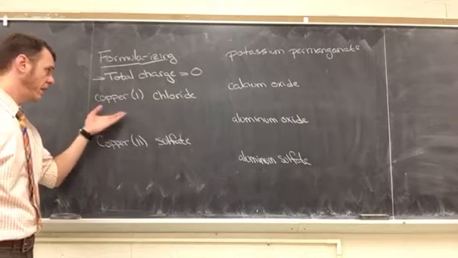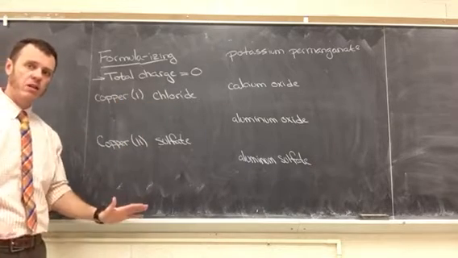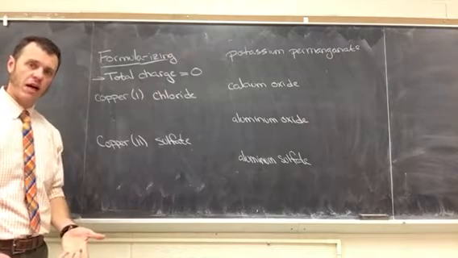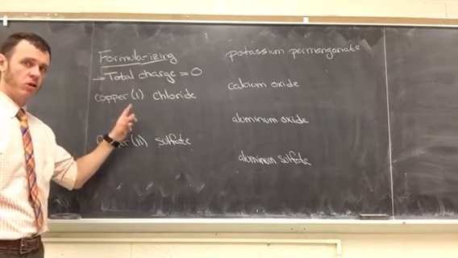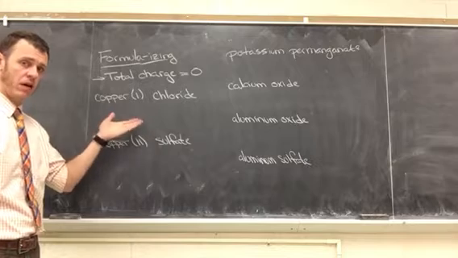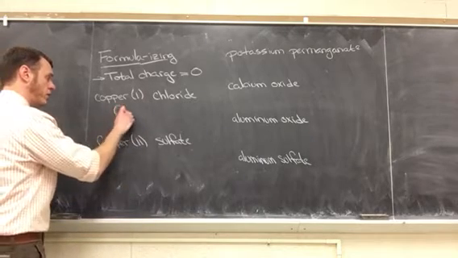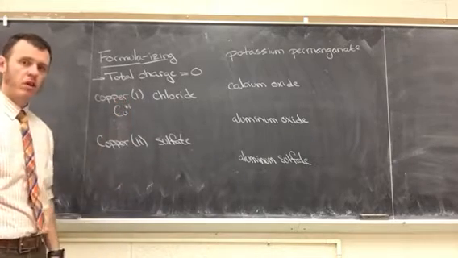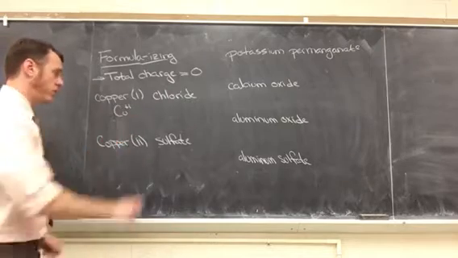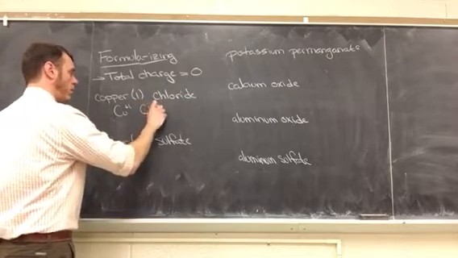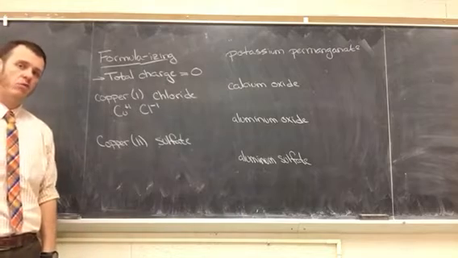So let's start here. Copper 1 chloride. The first thing you need to do is figure out the charge of each ion. Copper 1, this charge should be very easy to know because it's copper 1, so the charge is +1. The chloride ion, if you look at the periodic table, you should be remembering that that has a -1 charge.